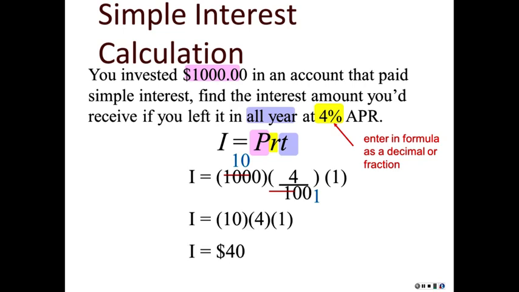The interest is $40, and at the end of that it would be $40 plus the 1,000 in the account, which would be $1,040. But my interest itself would be $40. Any questions about this one? This is a typical interest problem. Plug it in the formula and solve. Did you get it, Miriam? Okay.